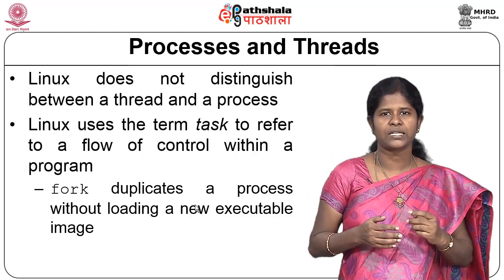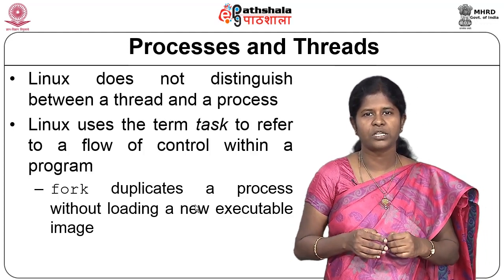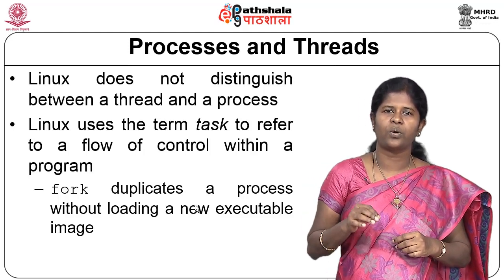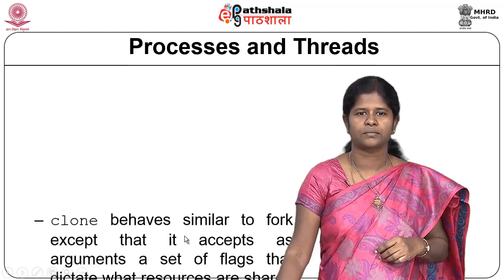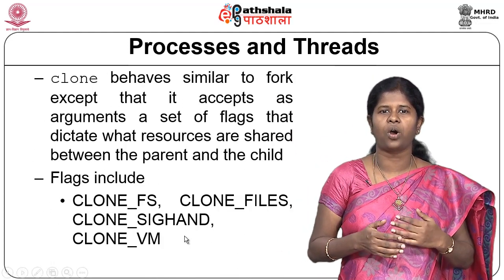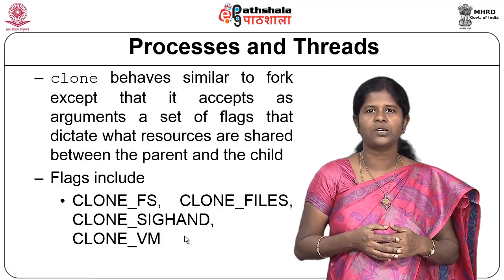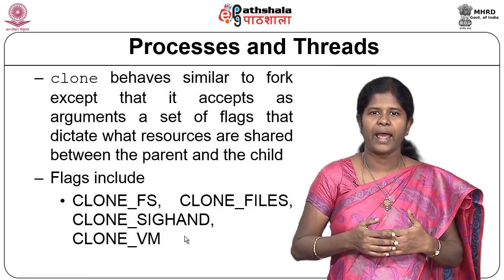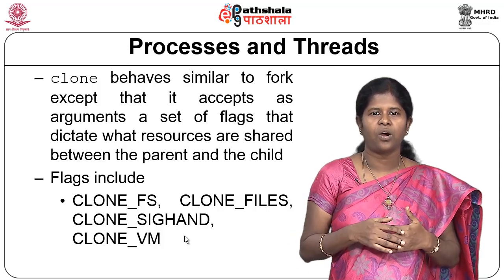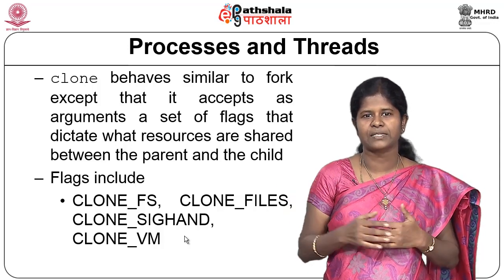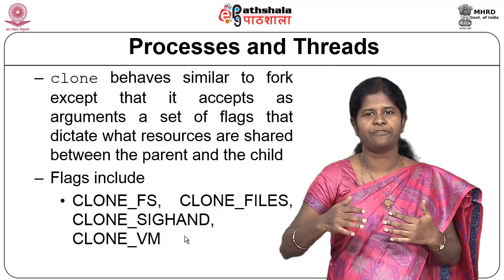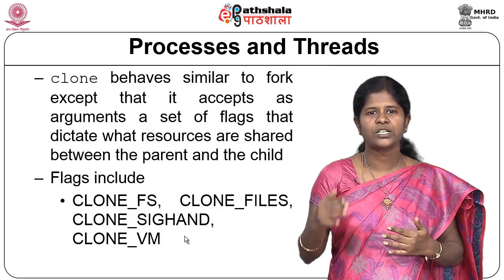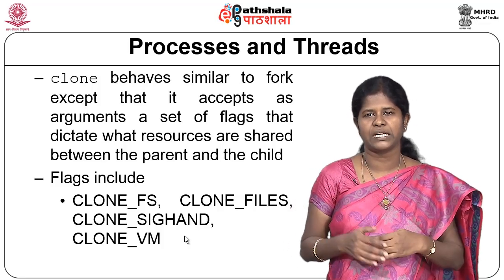So, when fork is called, fork will duplicate a process without loading a new executable image. There is another similar call which is called clone. This also behaves very similarly to fork, but clone accepts a set of flags as arguments. These flags, depending on whether they are set or not, decide which resources are shared between the parent and the child.